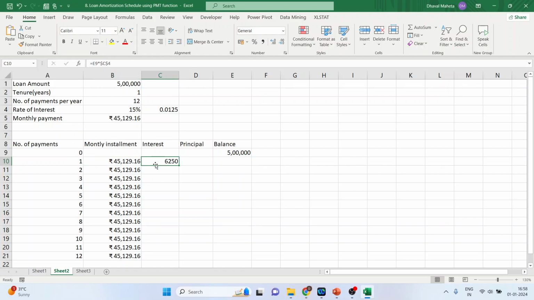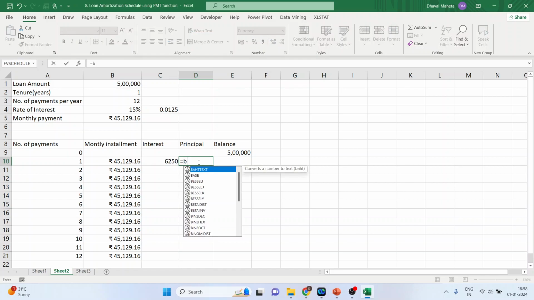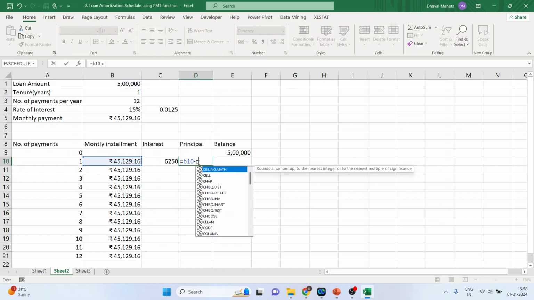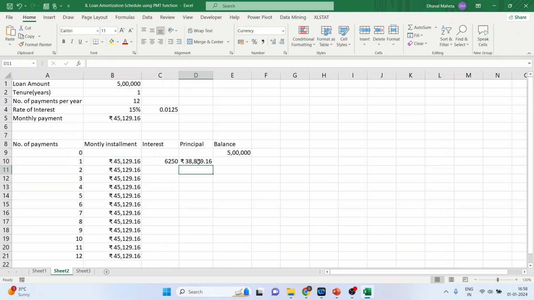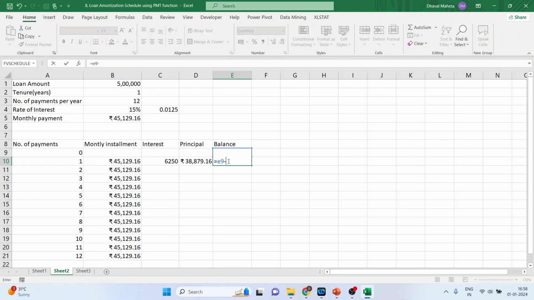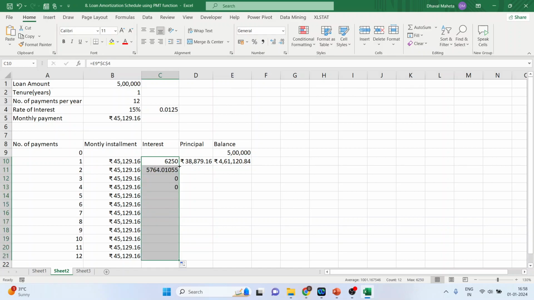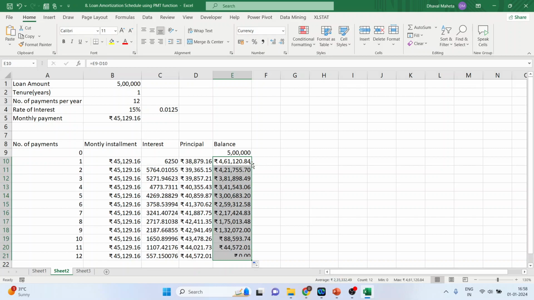So what will be the principal? It will be the difference of these two. So B10 minus C10, enter. This is the principal paid in the first month. Now what is outstanding? It will be the difference of E9 minus the principal paid in the first month, that is D10, enter. This is the outstanding of the first month. Now simply double click here, double click here, double click here, and done.